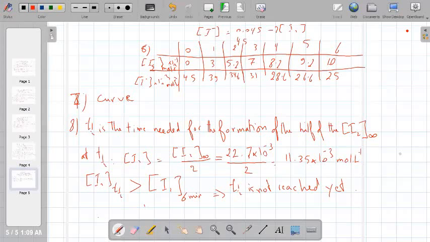Okay, it is bigger than 6 minutes. We can also work on I minus. Definition: T-half is the time needed for the disappearance of half of the initial concentration of I minus, since I minus is the limiting reactant. Then 22.25 is the concentration of I minus left at T-half. It is less than 25, so T-half is also not reached until 6 minutes.